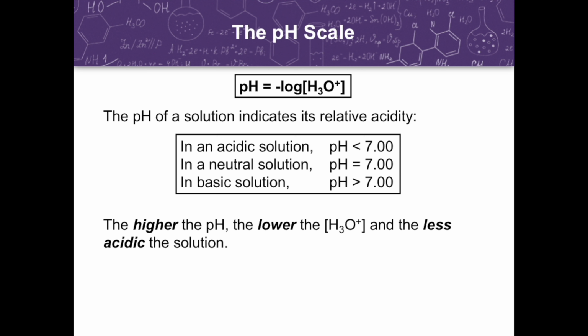Now, the pH of a solution indicates its relative acidity. In an acidic solution, the pH is less than 7, while in a neutral solution, the pH is equal to 7, and in a basic solution, the pH is greater than 7. We can see here that the higher the pH, the lower the hydronium ion concentration and the less acidic the solution. Be mindful, most students get this wrong by thinking that a higher hydronium ion concentration would be equivalent to a basic solution. Remember, hydronium ions are concerned with acids.